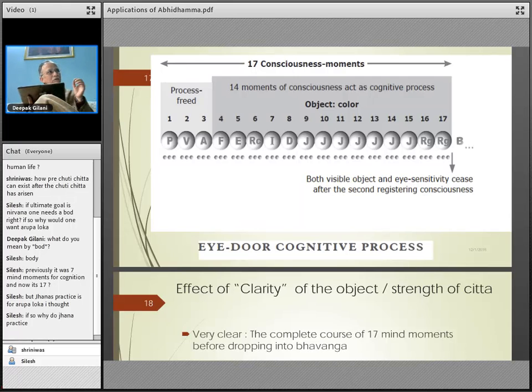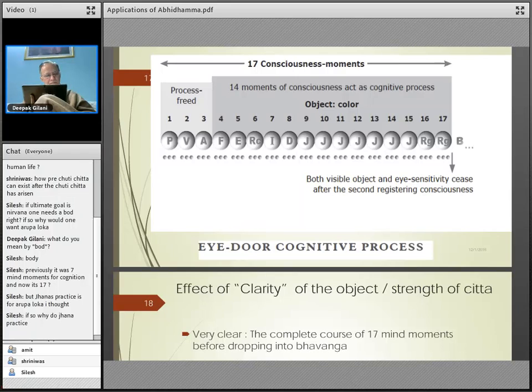But we can use dhyanas for investigation. You develop that strong concentration, then investigation becomes easier. But if you get trapped and don't investigate, then you remain in that domain.